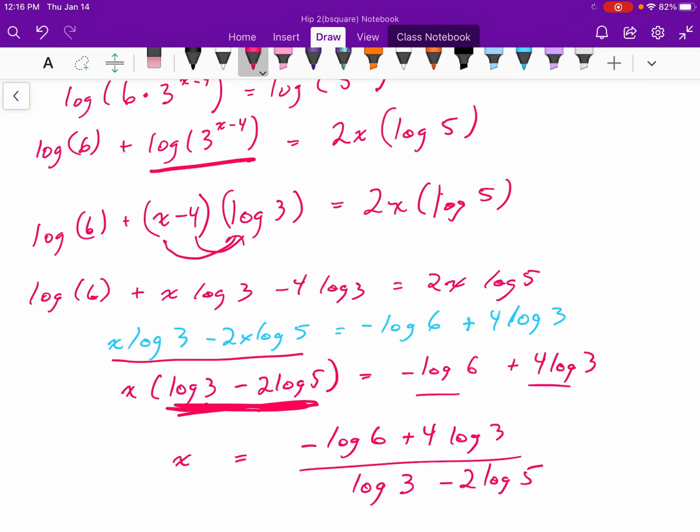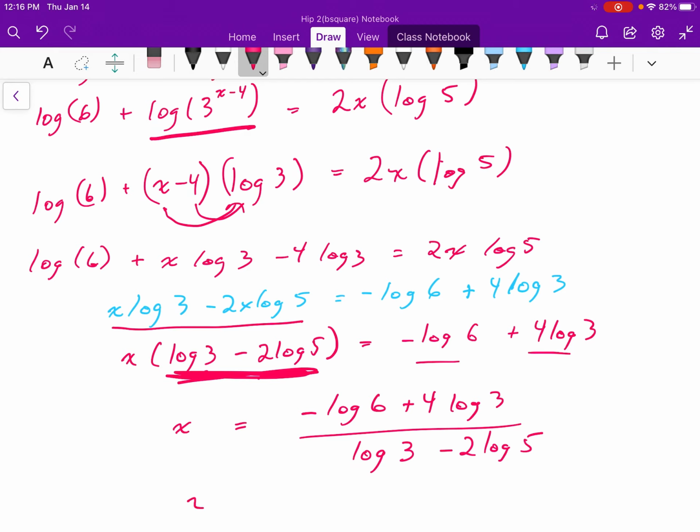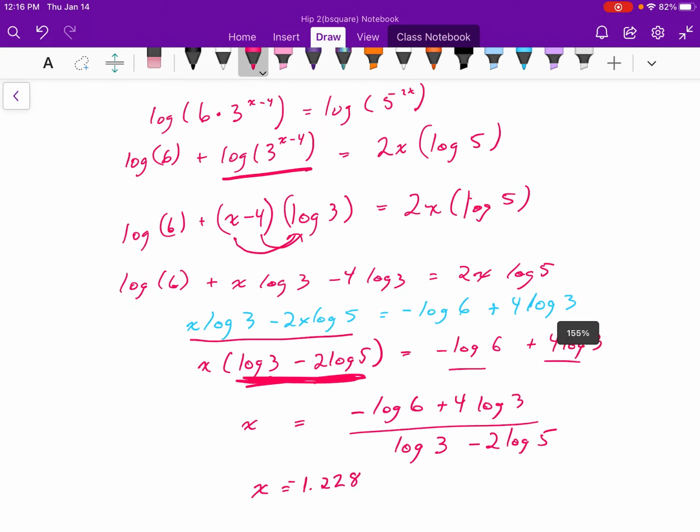So what is x? Well, x is going to be equal to negative log 6 plus 4 log 3, divided by log 3 minus 2 log 5. And if you do that in your calculator, now those are all common logs, what we get is x is going to be equal to negative 1.228.